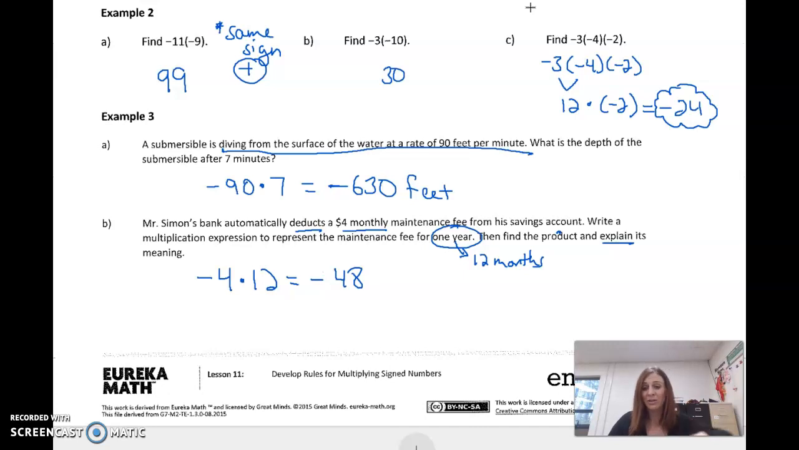Remember, we're taking $4 out every single month. So a negative 48 is going to mean that $48 has been deducted from the account over the year. I'm going to say for the year.